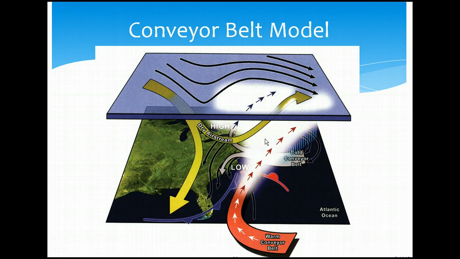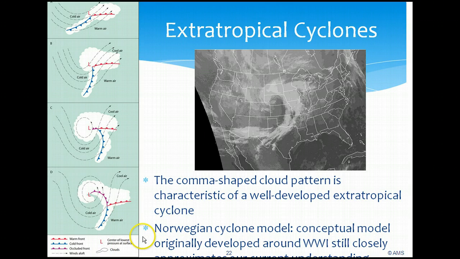As the cold conveyor belt ascends, it comes under the influence of mid and upper level tropospheric winds that turn the cold conveyor belt in a clockwise direction. The ascending saturated cold conveyor belt produces the comma cloud, which we are familiar with, to the northwest of the cyclone center. Here again is the picture of the comma-shaped cloud pattern that's characteristic of a well-developed extratropical cyclone that we saw earlier.